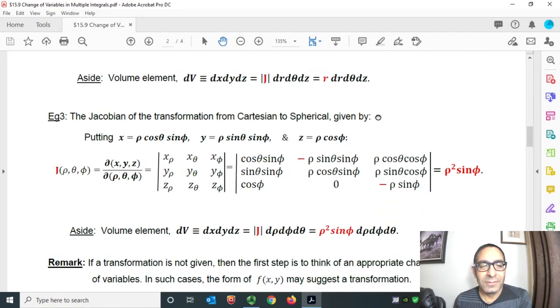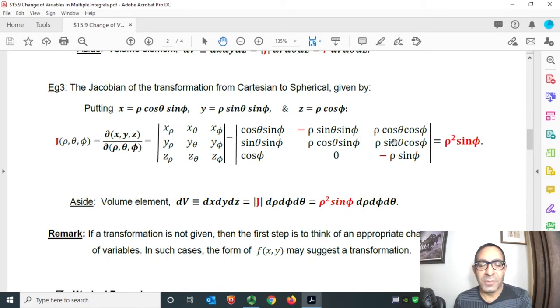Let's move on. Let's compute the Jacobian of the transformation from Cartesian to spherical. We define the transformation by these equations: x equals rho cosine theta sine phi, y equals rho sine theta sine phi, and z equals rho cosine phi. Then the Jacobian equals again this 3 by 3 determinant of those partial derivatives. These are the corresponding partial derivatives, and after expanding this 3 by 3 determinant, we get the Jacobian equals rho square sine phi.